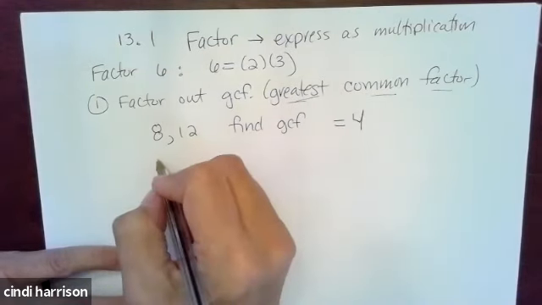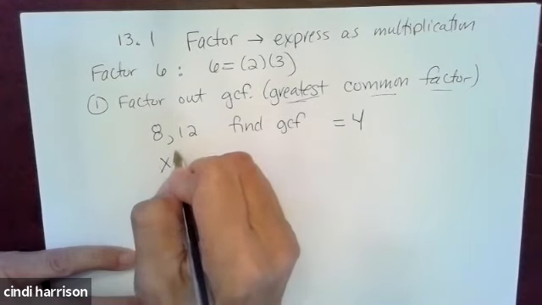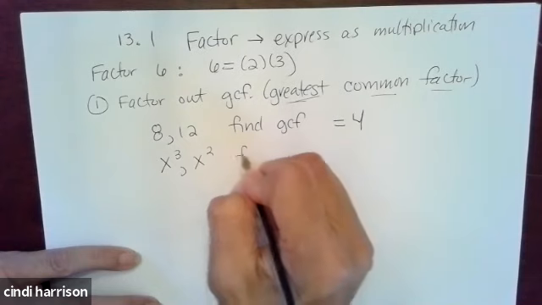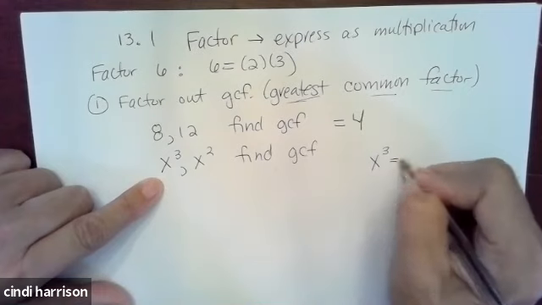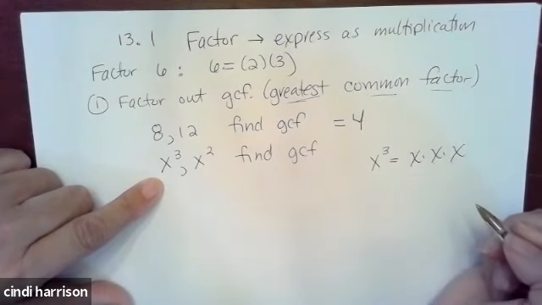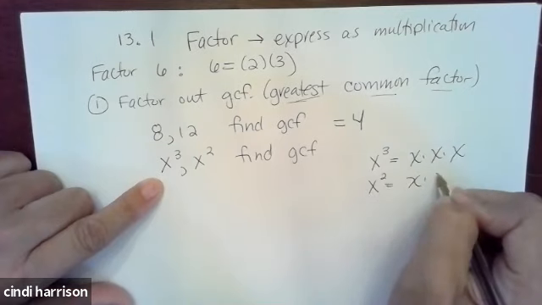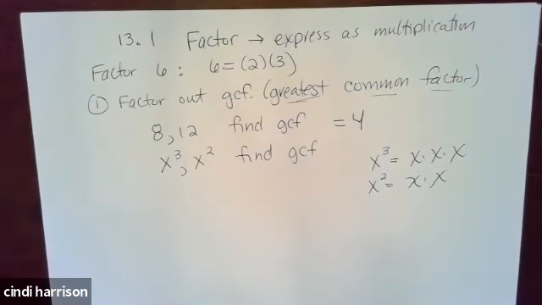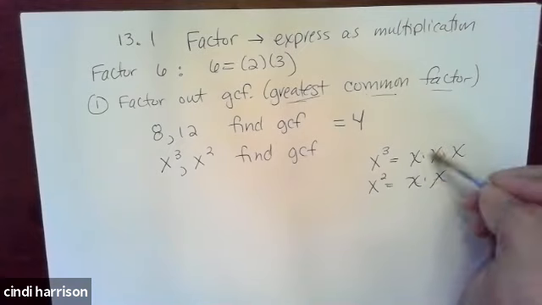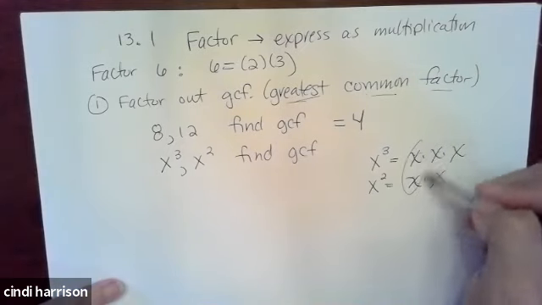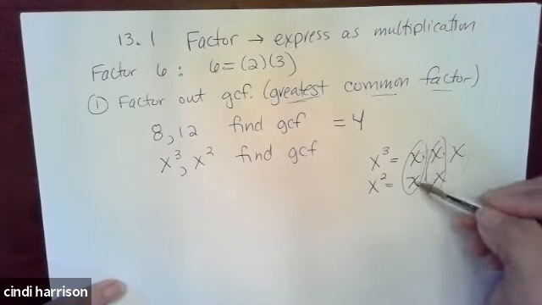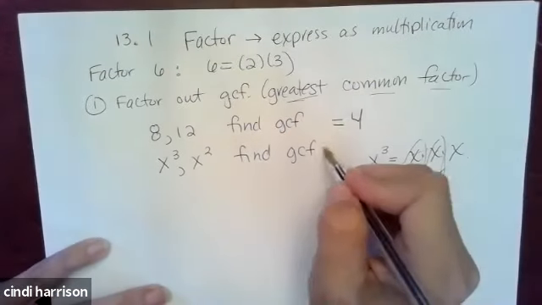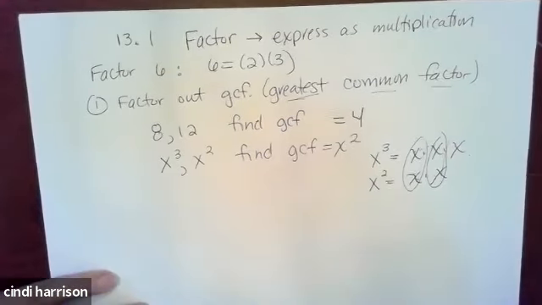Now, let's take a look at the variables. If I have x cubed and x squared, and we want to find the GCF, well, let's think about that. If I have x cubed, that means x times x times x. If I have x squared, that means x times x. So the greatest common factor is going to be the most number of x's that they both share, if that makes sense. So if we start pairing them up, we run out, right? They only have 2 in common. So the most number of x's they both have in common is 2. So the GCF is x squared.